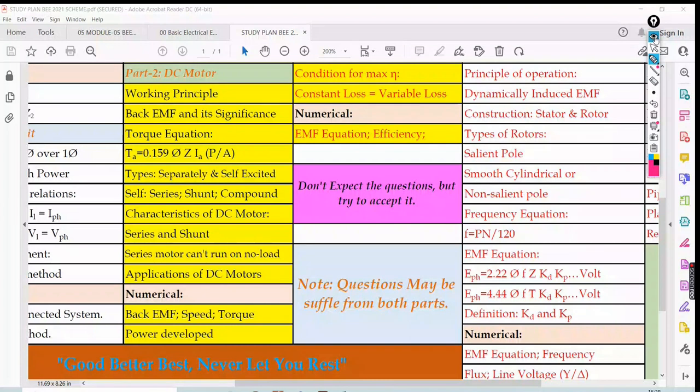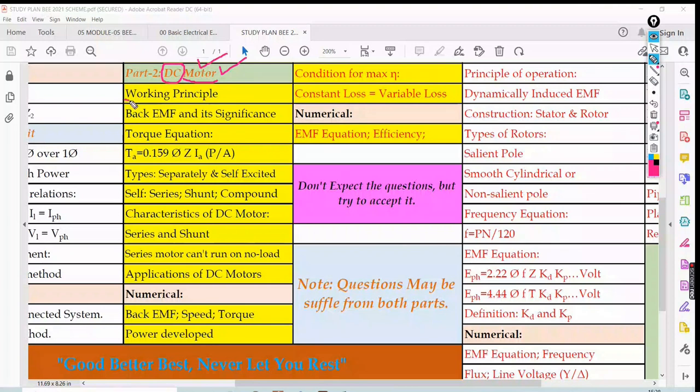A device which converts electrical into mechanical energy. That is not the device, ma. It is an electrical machine which will convert electrical energy into mechanical energy. That is called a motor. But if the input is a DC power supply, then it is called a DC motor.